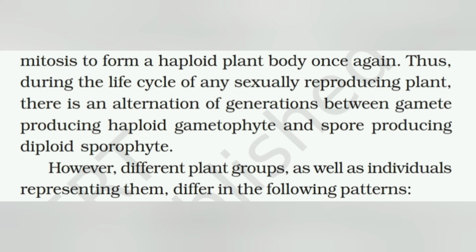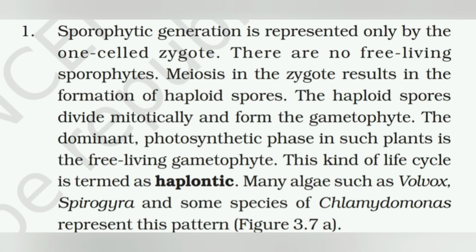There are a total of three patterns. First is the haplontic life cycle. In this life cycle, the sporophytic generation is represented only by the one-celled zygote. There are no free-living sporophytes. Meiosis in the zygote results in the formation of haploid spores. These spores divide mitotically and form the gametophyte. The dominant photosynthetic phase in such plants is a free-living gametophyte.